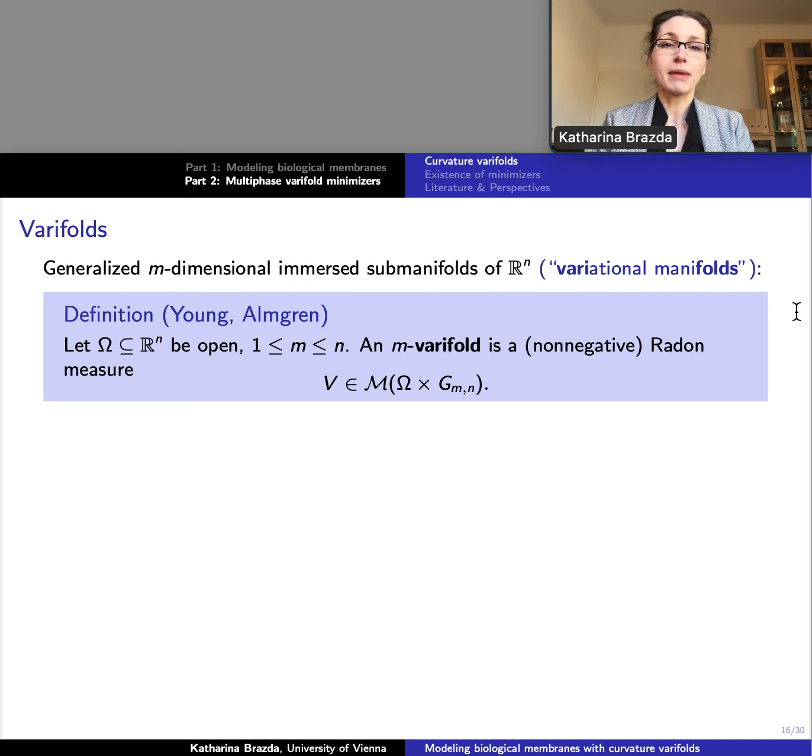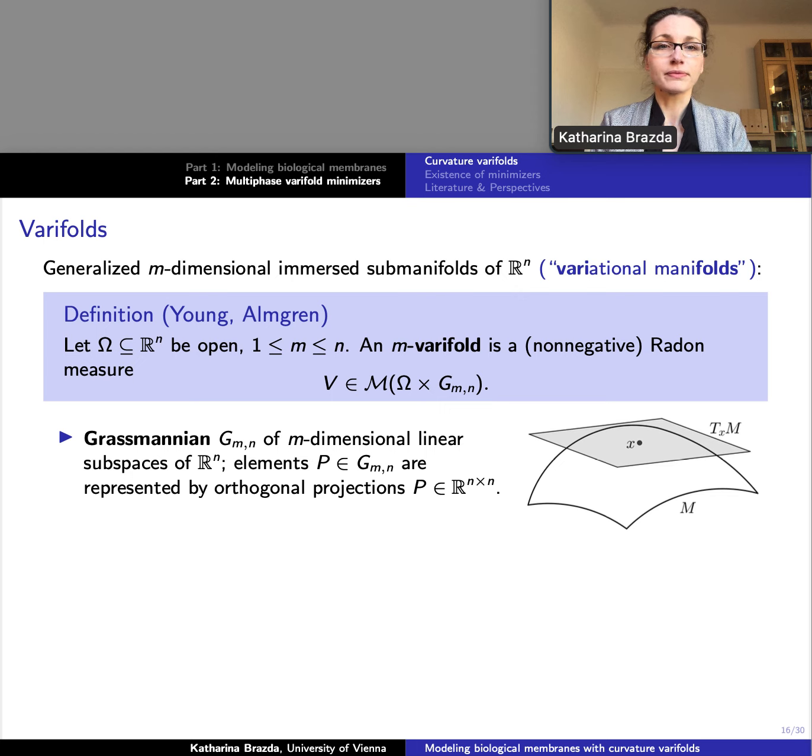A varifold of dimension m in an open subset omega of R^n is a non-negative Radon measure on omega times the Grassmannian G(m,n) of m-dimensional linear subspaces of R^n. So a varifold not just measures where the surface is located in space, but also which tangent direction it has. The elements of the Grassmannian can be represented by the projection matrices P on the linear subspace.